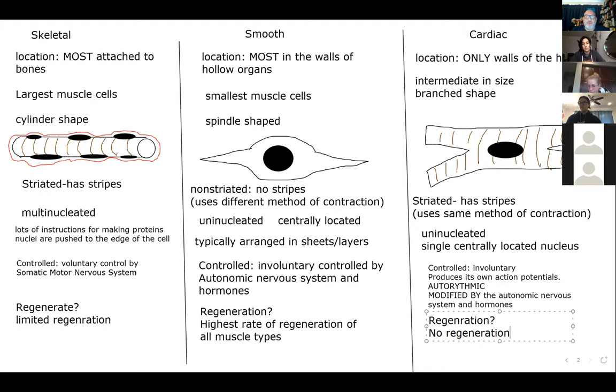Because as we know, mitosis requires a tremendous amount of energy, tremendous amount of resources and proteins and things along those lines. So when it's beating constantly 24 hours a day, 7 days a week, it may not have the energy or the time or the fuel to be able to regenerate. But again, those are speculative research that is still in the early stages. And so for right now, we'll stick with the company line that cardiac muscle does not regenerate.